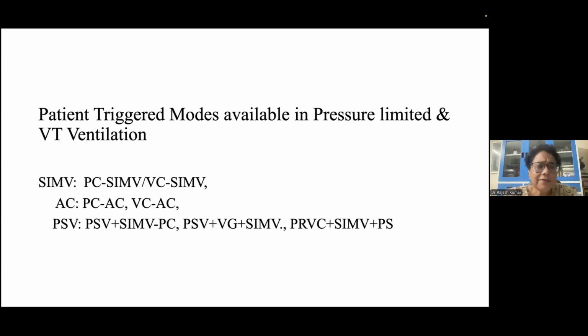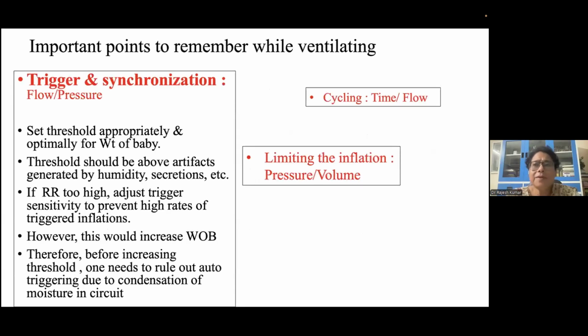We also try to find out what are the different patient-triggered modes available in our pressure-limited or volume-targeted ventilator. So there can be SIMV, assist control, or PSV. All of these may be present and available to us. So based on this, we will plan what kind of ventilation we'll be using.